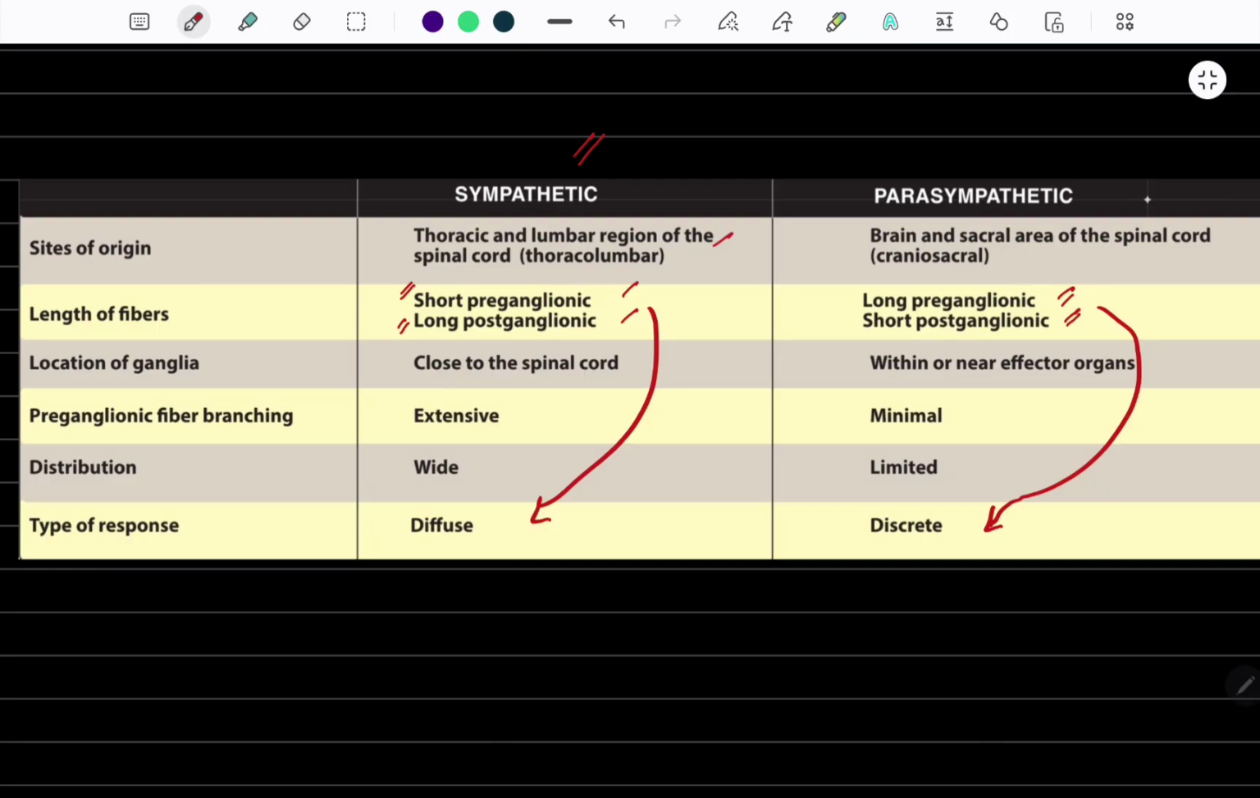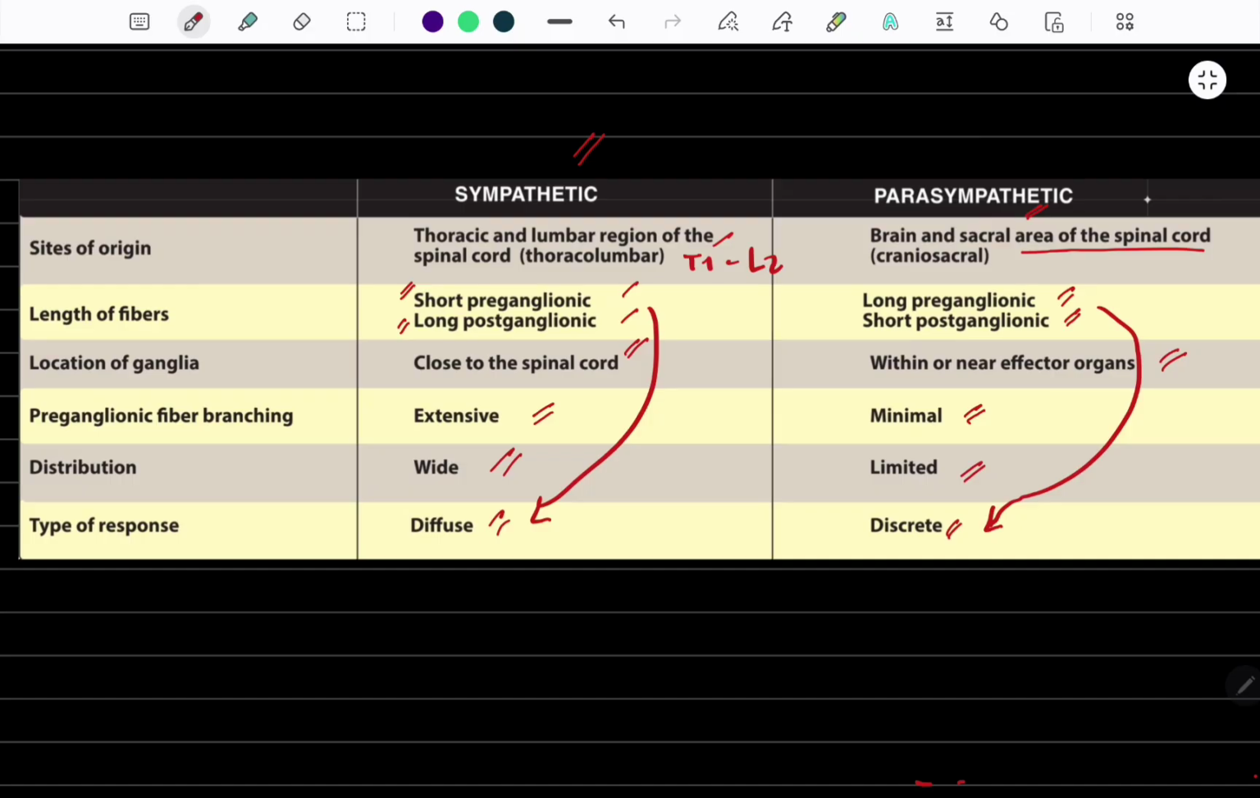And it begins from T1 to L2 region, from the thoracic and lumbar region of the spinal cord, while this parasympathetic system originates from the brain and sacral area of the spinal cord, right? And the location of ganglia is close to the spinal cord, whereas this ganglia is present near the effector organs. And then we have the preganglionic fiber branches. It is extensive, as I already told you, and this is minimal. Distribution is wide and the responses are diffused, while the distribution is limited and the responses are discrete and separated from one another.